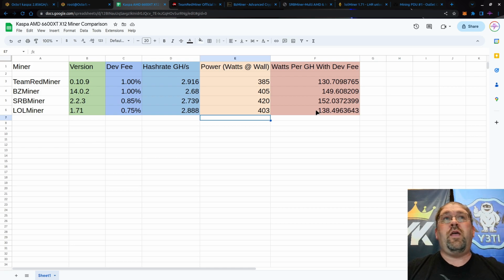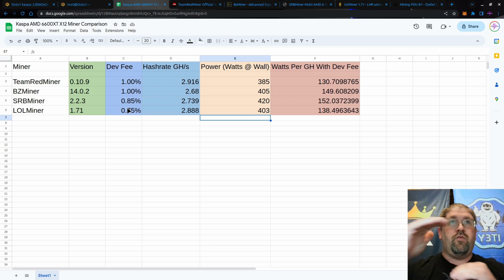So number two is LOLMiner at 138.50, roughly, rounded up a little bit. Definitely a bit of a disparity, but not nearly as bad as the other two that we'll get to in a second. A little more wattage at 403, a little less hash, but also at the same time, less dev fee. So that keeps it from being too much of a rift between first and second place.